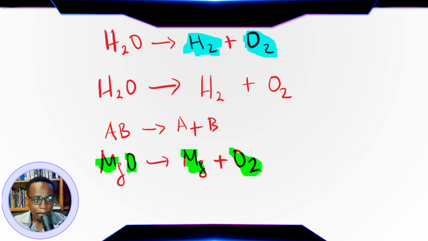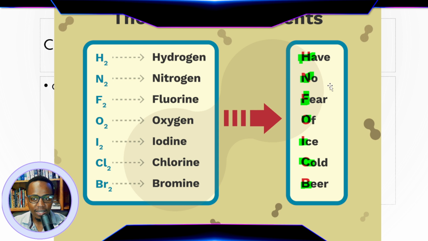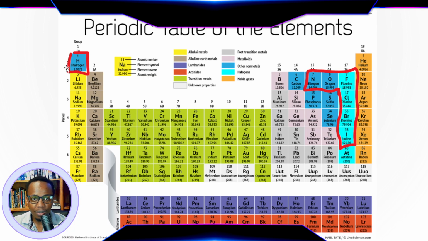The diatomic atoms are the diatomic elements. They are here and they are here, and you should be able to know them so that whenever you see one by itself, it won't be by itself. Whenever you say, oh, oxygen plus hydrogen, it won't be O plus H. It will be O2 plus H2, okay?